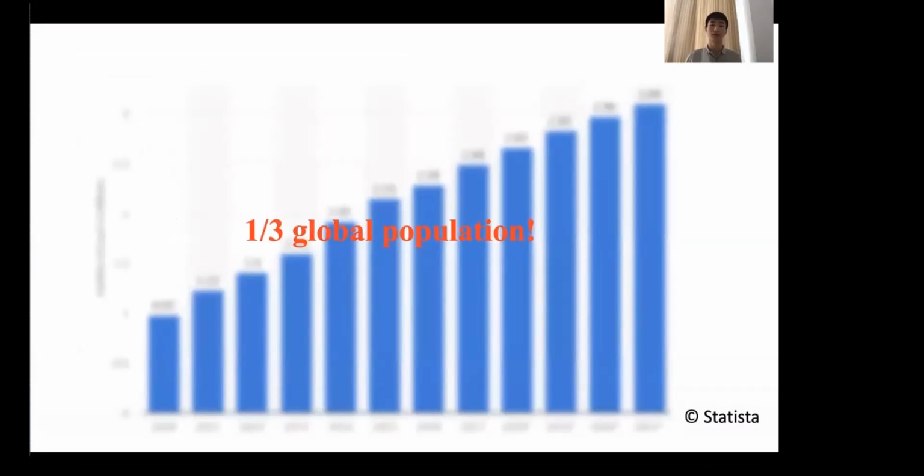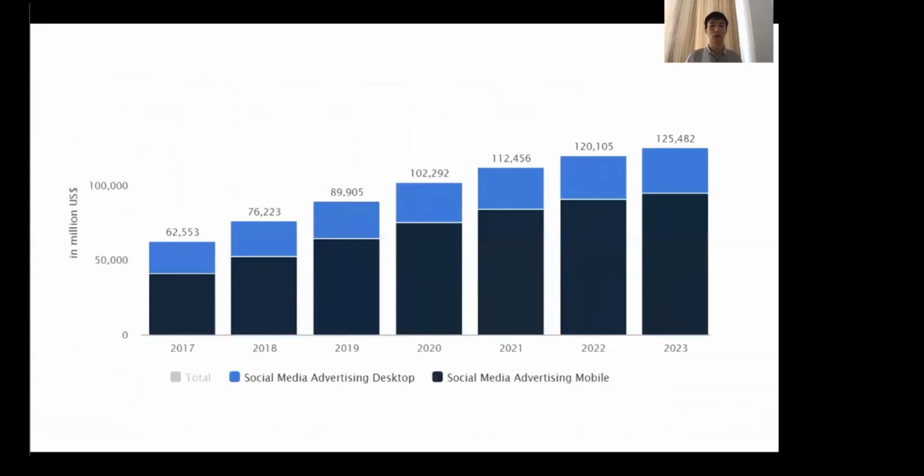More than 1/3 of the global population. So due to such a huge amount of social networks, people are thinking about business. Advertisers choose to promote products, ideas, or opinions through social media. In fact, this year they spent more than $100 million on social networks. So an actual question is, how can we make successful advertisements through social networks? In this talk, I'm going to answer this question.